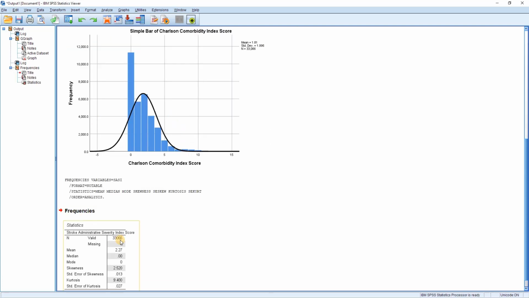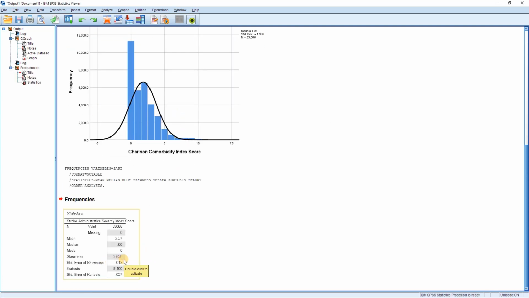We'll click OK. And I will look down here. I have a mean of 2.27, a median of 0, and a mode of 0. So I can already tell that it's most likely that my SASE score is not normally distributed. But we'll take a look at the skewness and kurtosis. I have a skewness of 2.5 and a kurtosis of 9.4. So neither of those values are even remotely close to 0. So I will again say that my SASE variable in my dataset is not normally distributed.